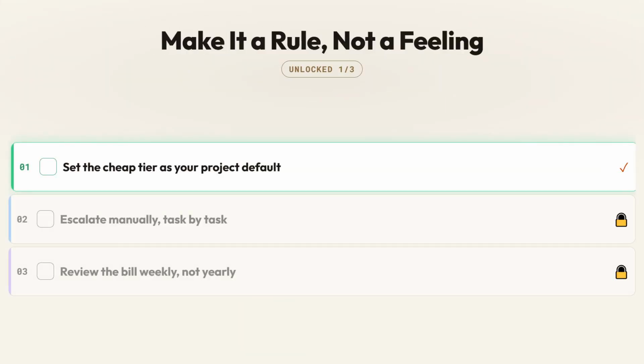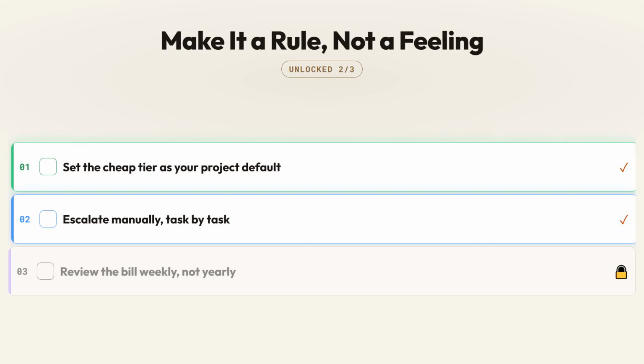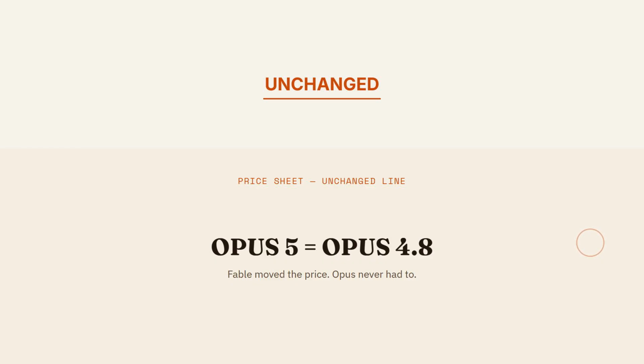Make it a rule instead of a feeling. Set the cheap tier as your project default, escalate by hand only when a task earns it, and check the bill weekly instead of once a year. One more number said once: Opus 5 and its predecessor share the exact same price, which means this price war was fought without Anthropic touching Opus's number at all. Fable 5 moved, Opus didn't.